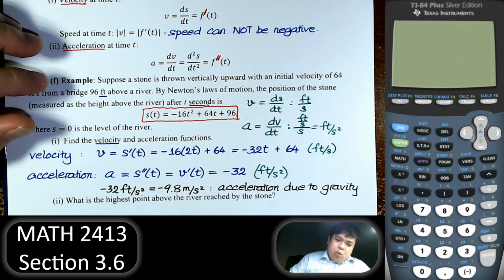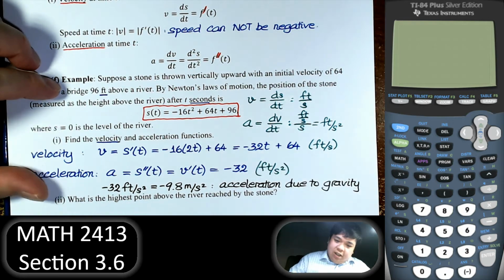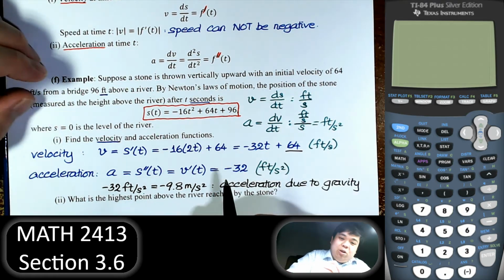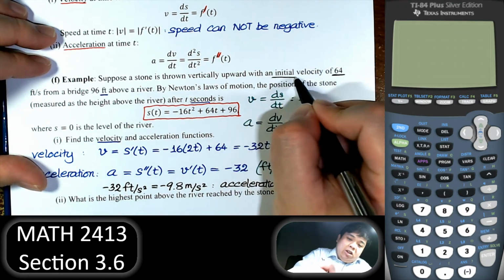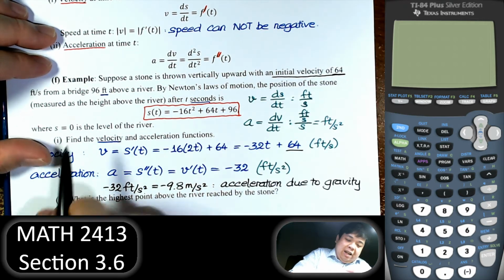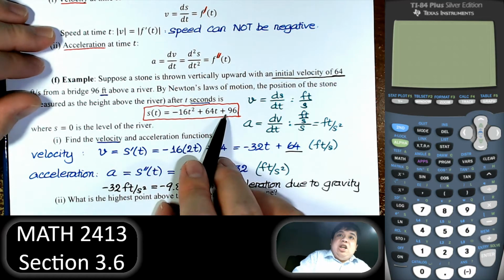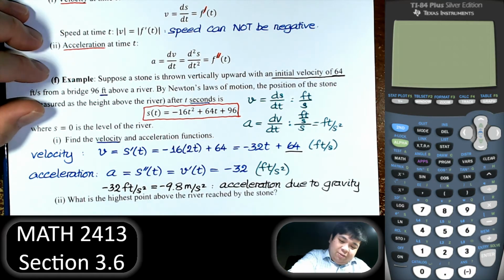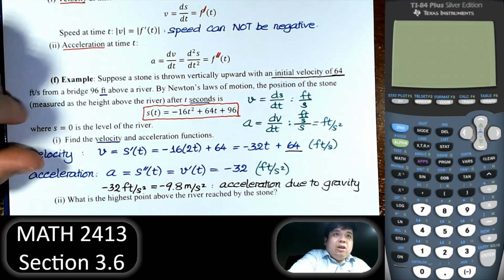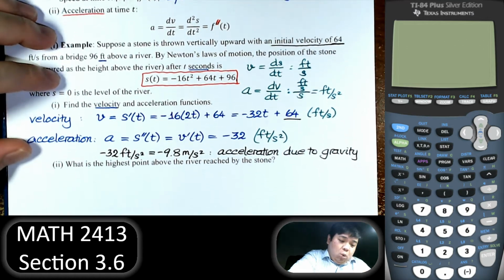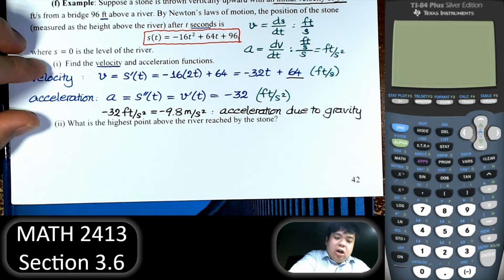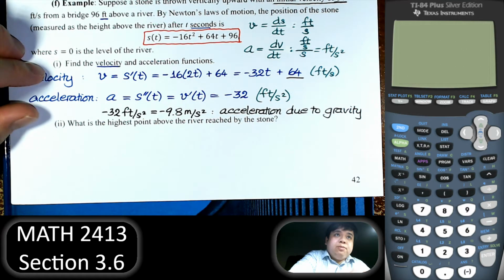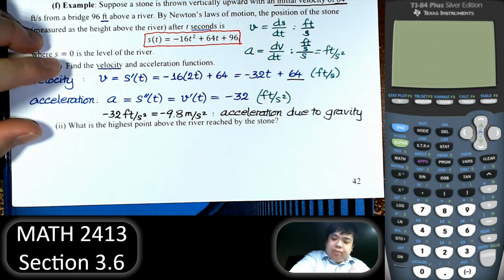And you say, what is the 64 feet here? The 64 feet, if you look at the problem, is the initial velocity. And the 96 is the initial position. So that's what we have from that function. And the question is, what is the highest point above the river reached by the stone? So how do we find that?